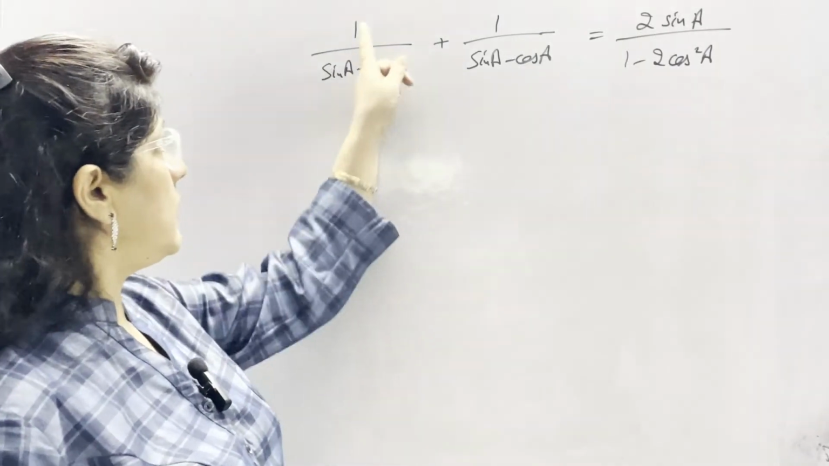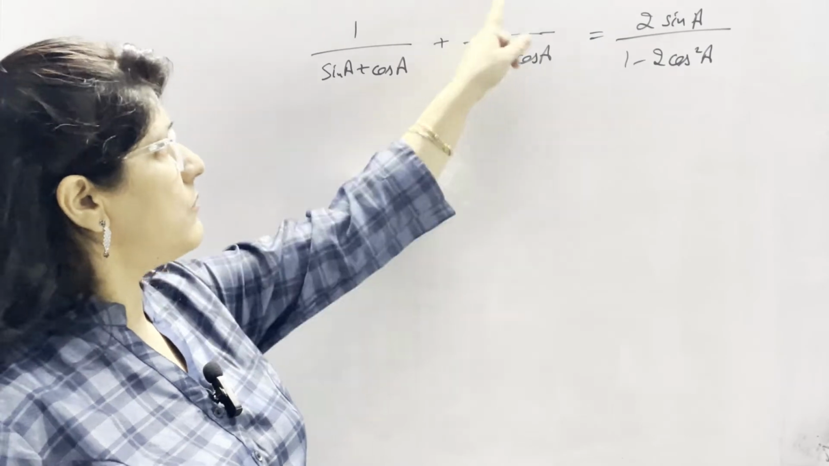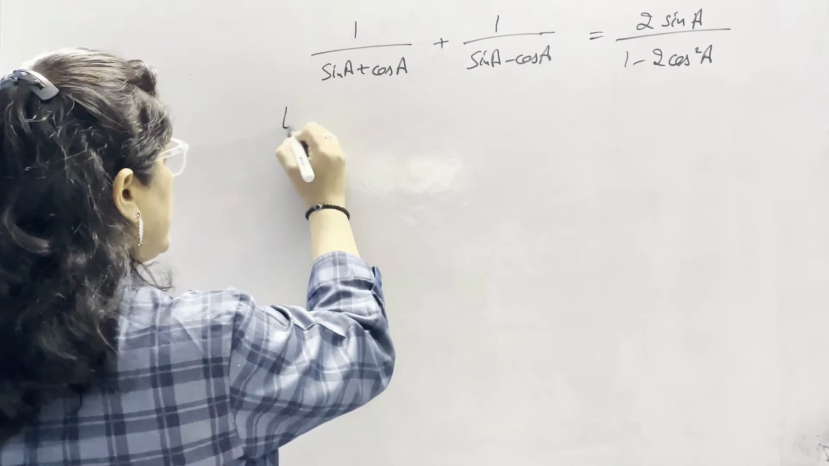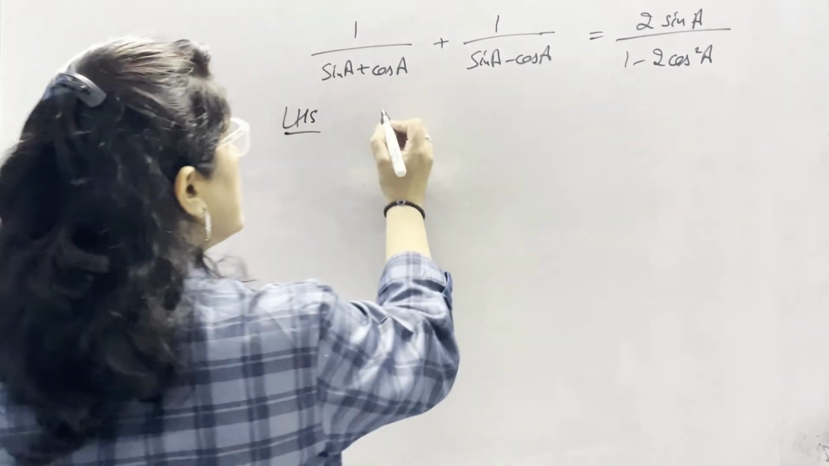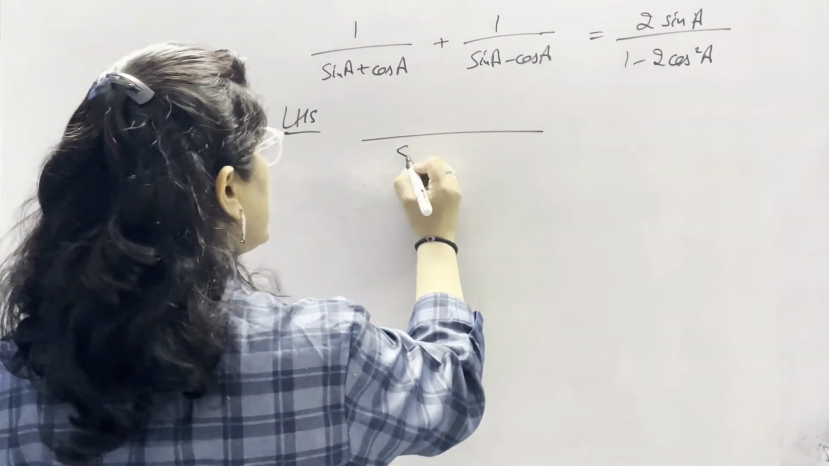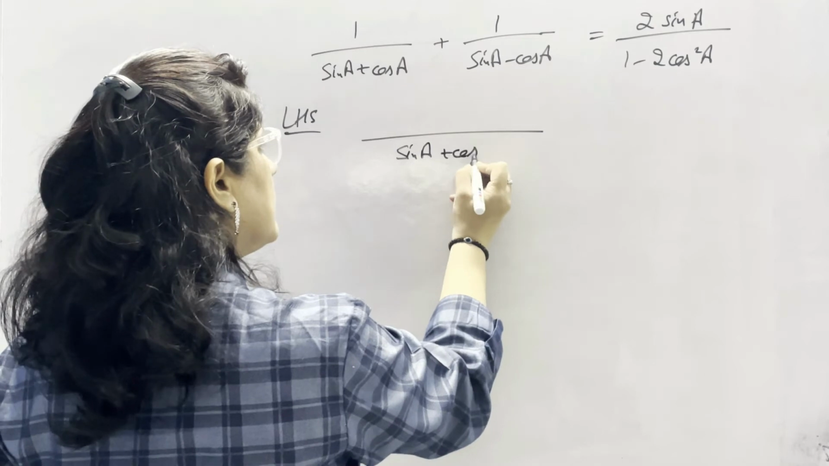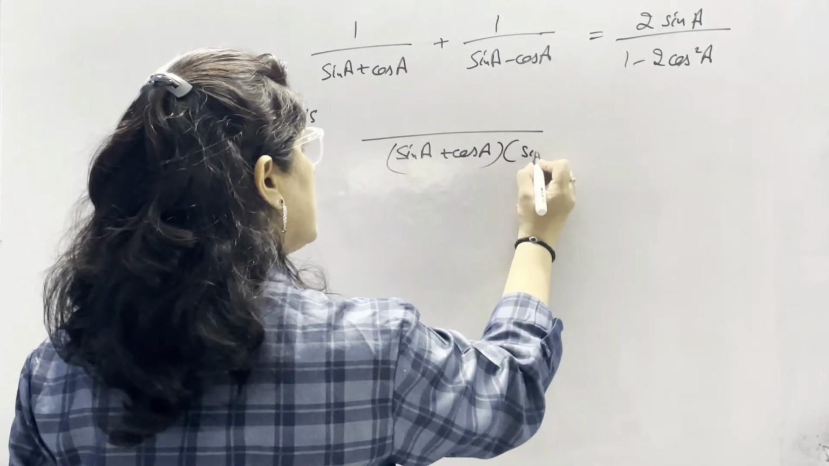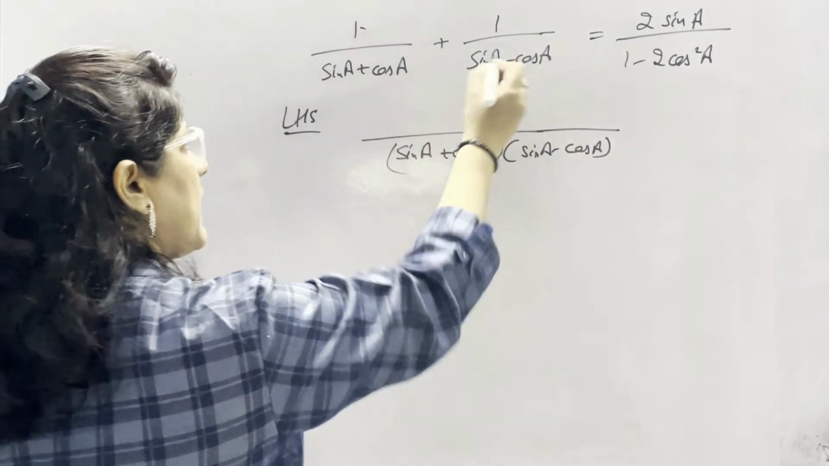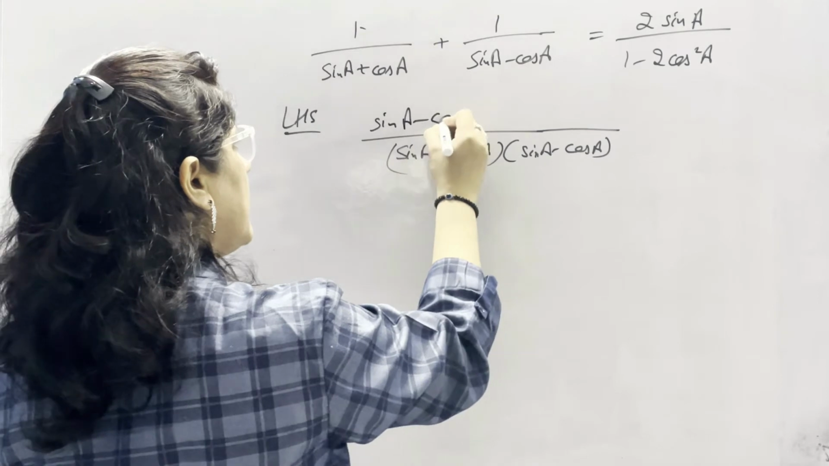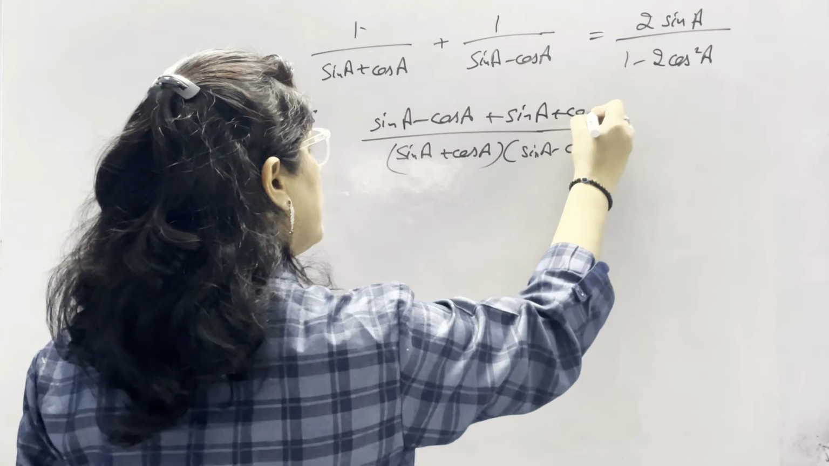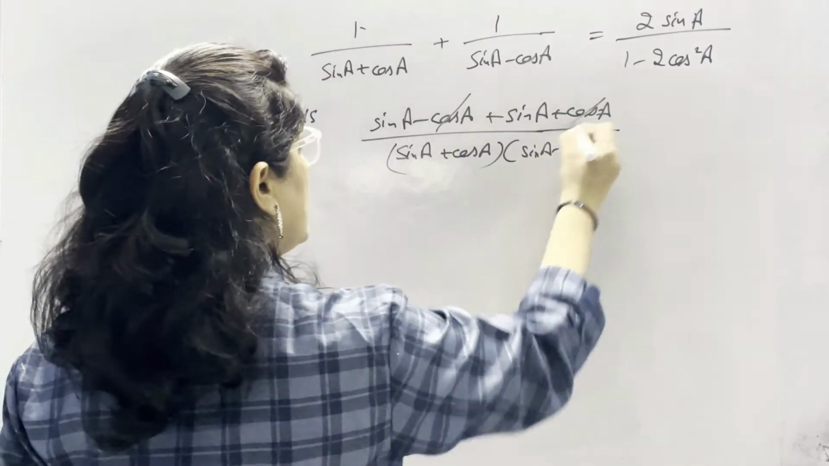One more question: 1 upon sin A plus cos A plus 1 upon sin A minus cos A is equal to 2 sin A upon 1 minus 2 cos square A. Again starting with the left hand side, here we have sin A plus cos A and sin A minus cos A. So we can take the LCM here also: sin A plus cos A, then sin A minus cos A. So multiplying with 1 we will get sin A minus cos A, and here we will get sin A plus cos A. So cos A and cos A cancel.